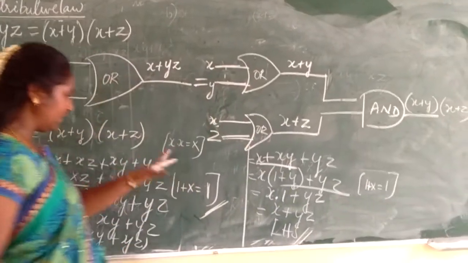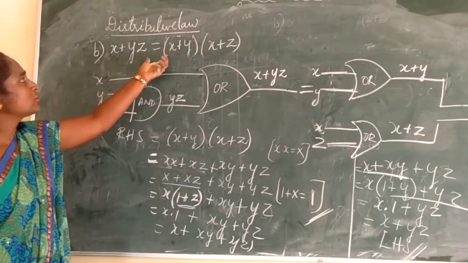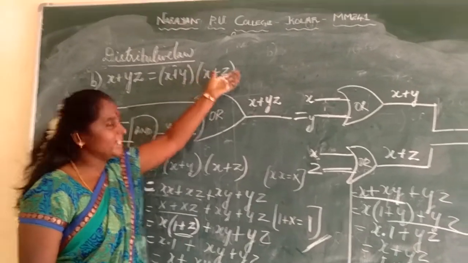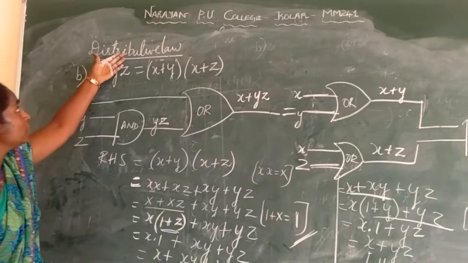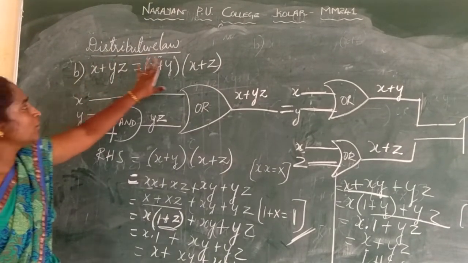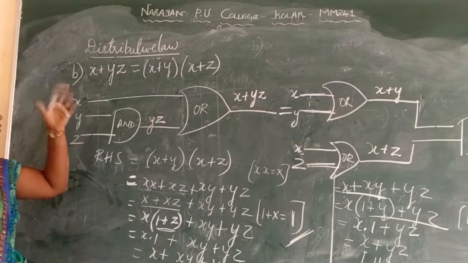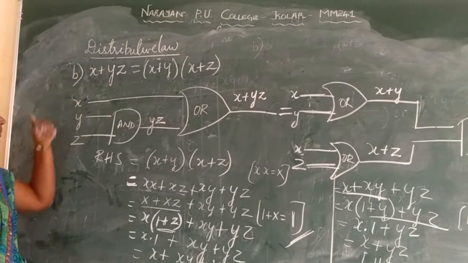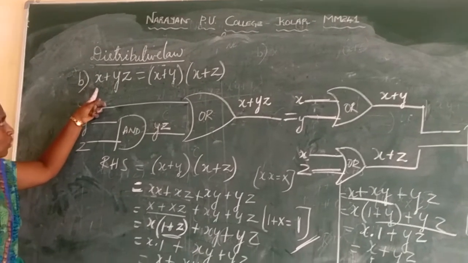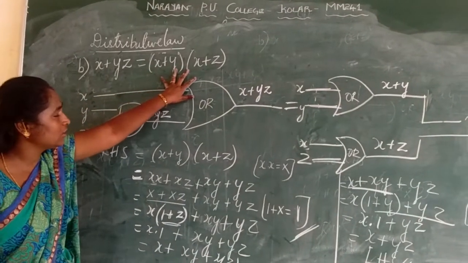See, once again I am explaining. This particular x plus yz is equal to (x plus y) into (x plus z). This is the rule given in your distributive law, the B rule. You have to prove that LHS is equal to RHS, or RHS is equal to LHS. Since we have seen in the first rule that the dual of B is the dual of the rule of A, I am considering either one. I am considering the RHS.